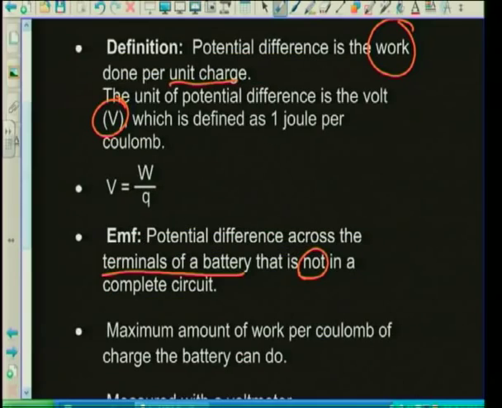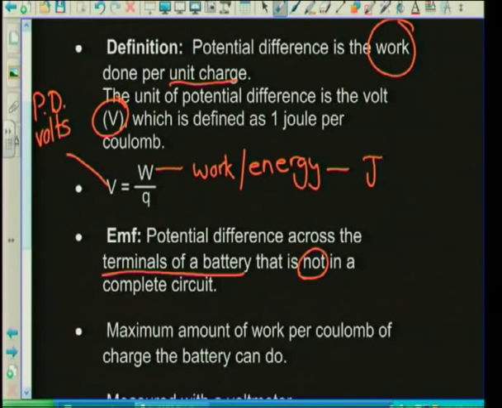And the equation we use is V equals W over Q, where V stands for potential difference, which is measured in volts. W is work, which we also often talk about as energy. Work and energy have a very important relationship. Work is using up energy, and energy is the ability to do work, so they work together. And they are measured in joules.